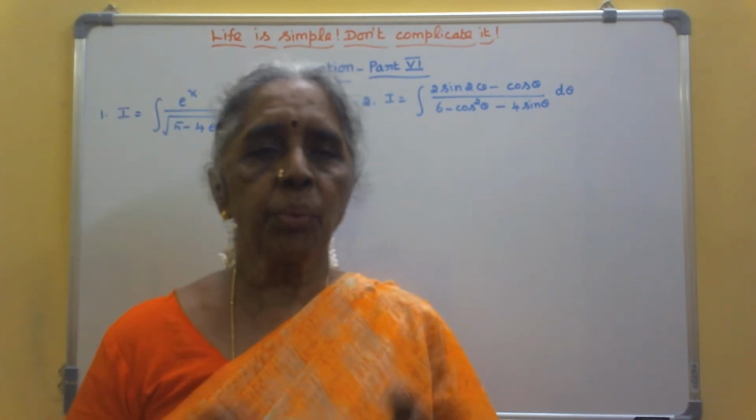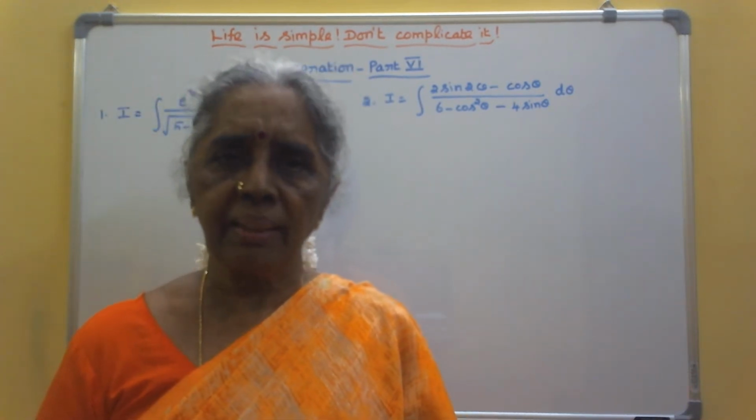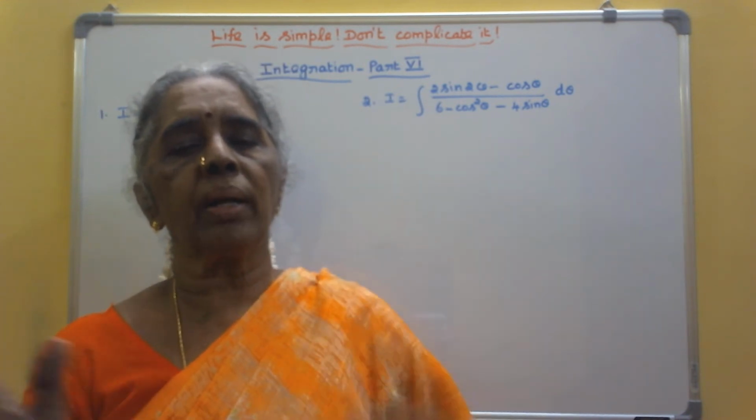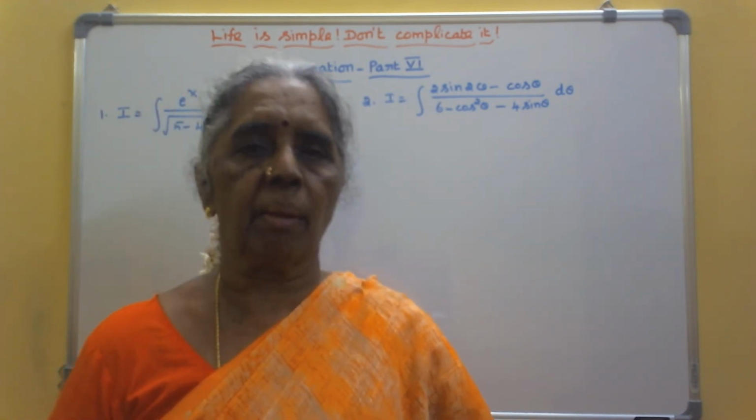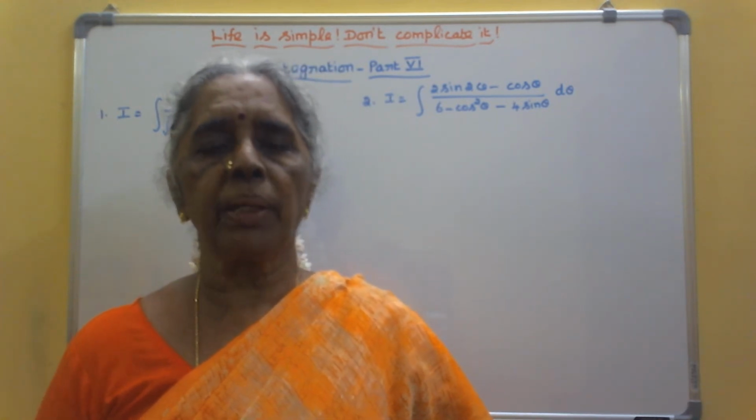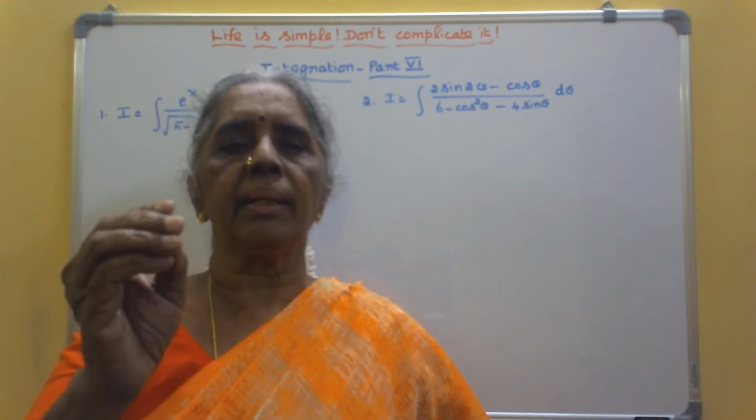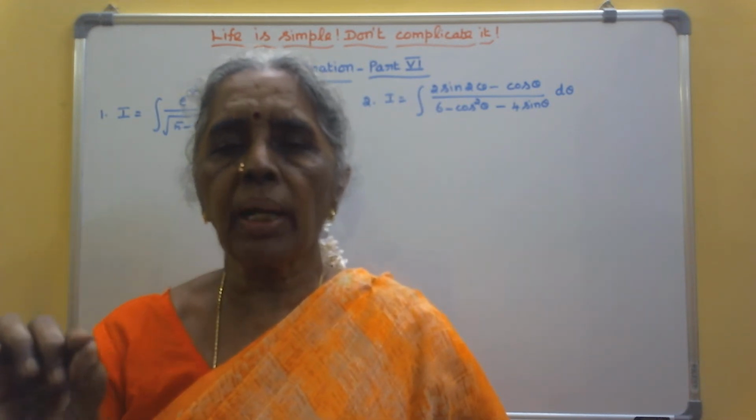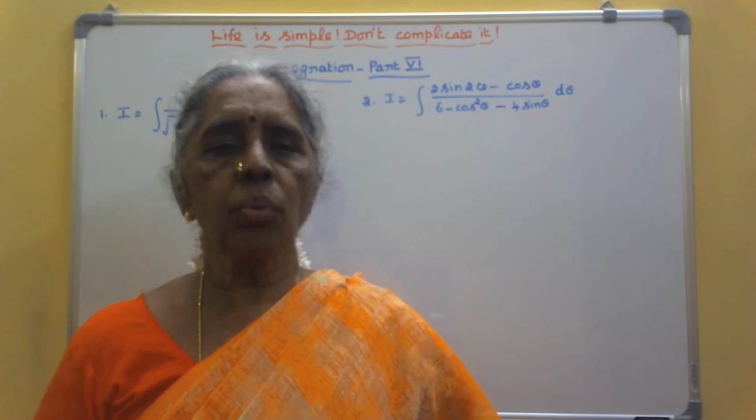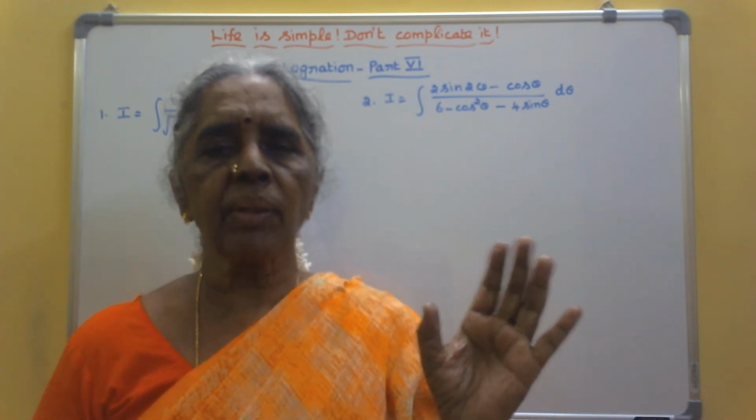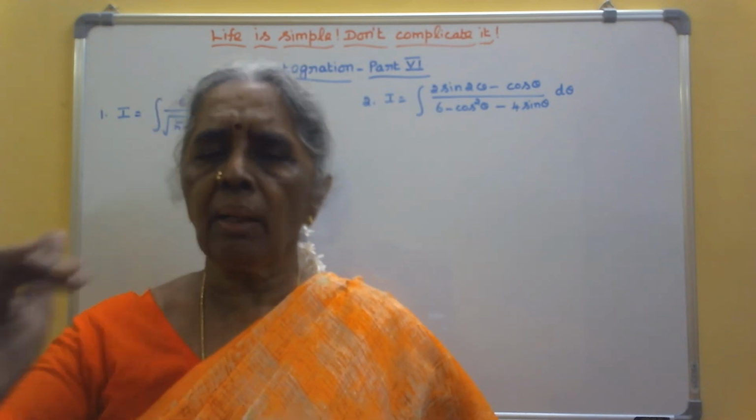Today I have taught you two different concepts, isn't it? That is, when the numerator is a constant and the denominator is a root quadratic or a quadratic not factorizable, we have to use completing the square method. The second concept I taught you is, when the numerator is a linear and the denominator is a root quadratic or a quadratic not factorizable, use numerator is equal to a into d by dx of the quadratic plus b, and then how to proceed.